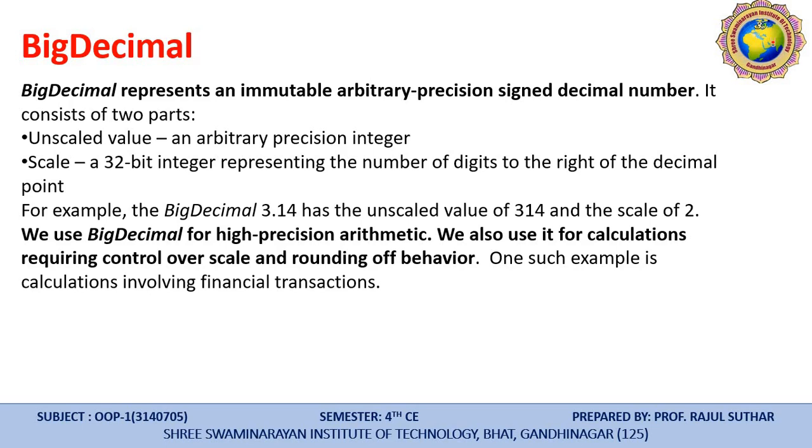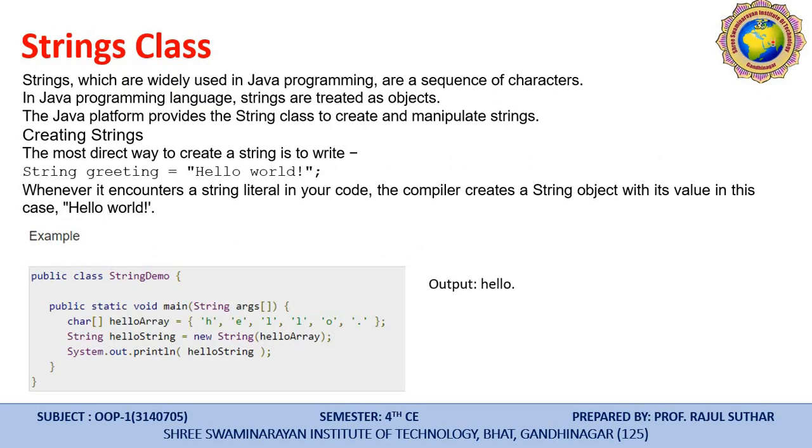We use the big decimal for high precision arithmetic. We also use it for calculations requiring control over scale and rounding behavior. One such example is calculation involving financial transactions. We require the big decimal value.